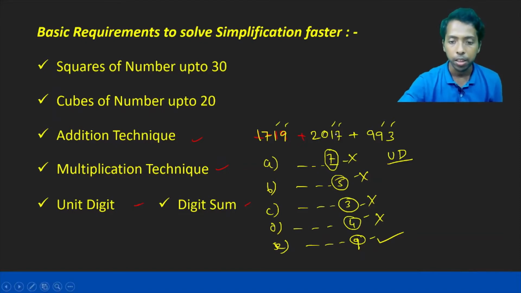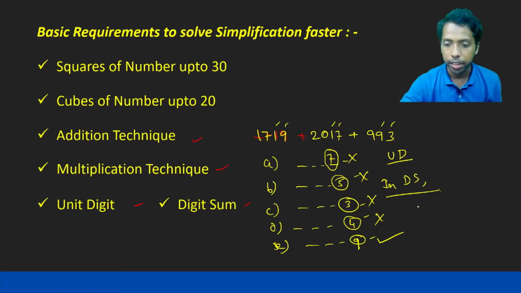This is 9. In digit sum, if 9 comes after adding the digits, that means 0. We will not consider 9. 9 means 0, and 0 is already 0. If after adding the digits it becomes 9, that is also 0. This is a thumb rule you can understand in digit sum, that if 9 comes, it is equal to 0, right?